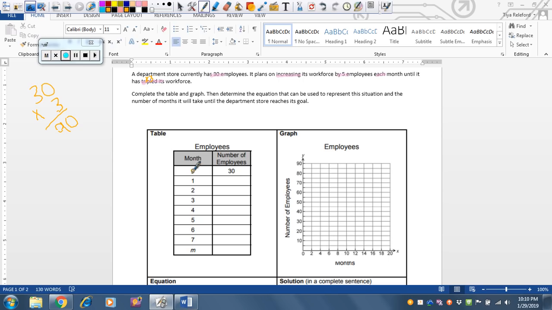So first month, 0 month, they start with what? 30. And then they add how many in the first month? They add 5. So now how many employees are there altogether? 35. Now month 2 comes around and they add 5 more. Now how many employees do we have? 40. Now month 3 we add 5 more. How many do we have? Month 4 we add 5 more. How many do we have?